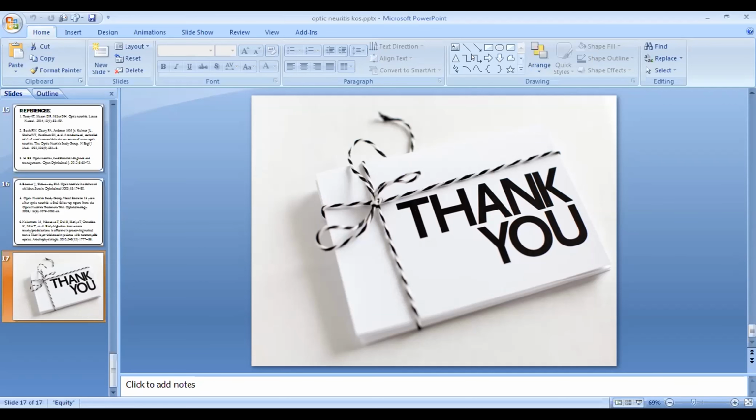Where else do you see unilateral papilledema? Usually papilledema is bilateral, but you are seeing it in only one eye now.